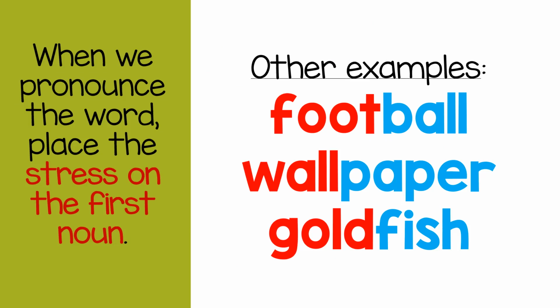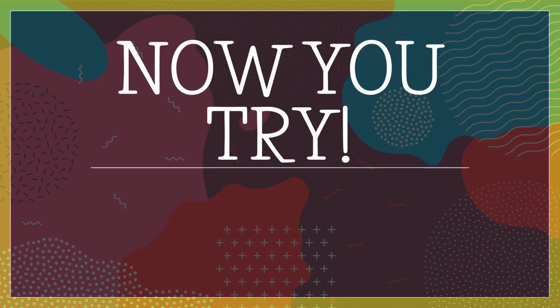Let's look at other examples of compound words. These are other examples of compound nouns: football, wallpaper, goldfish, and many more. When we pronounce, sebut, the word, place the stress on the first noun. We stress on the first noun, the red one. Football, wallpaper, goldfish. Okay, tekan dekat yang merah-merah ni. Alright, let's continue.